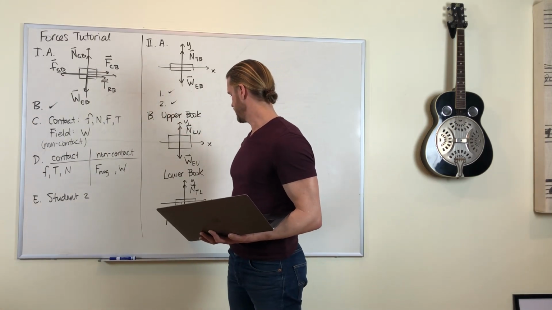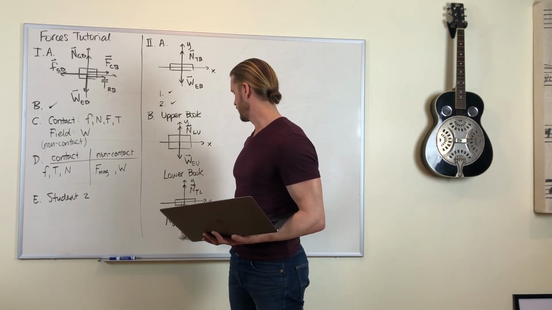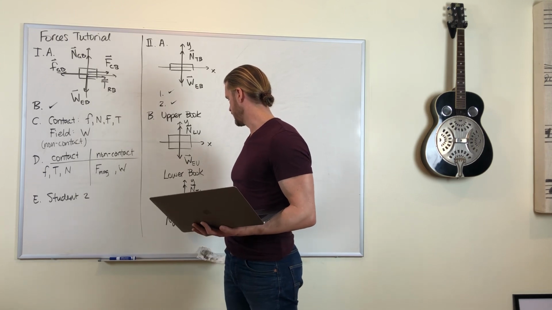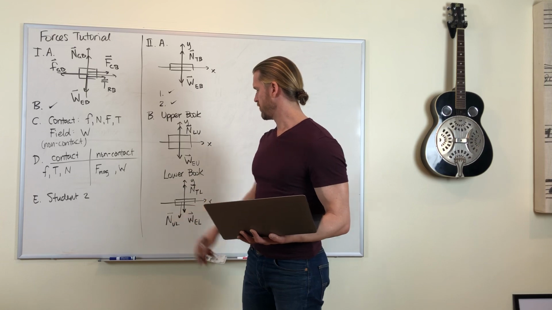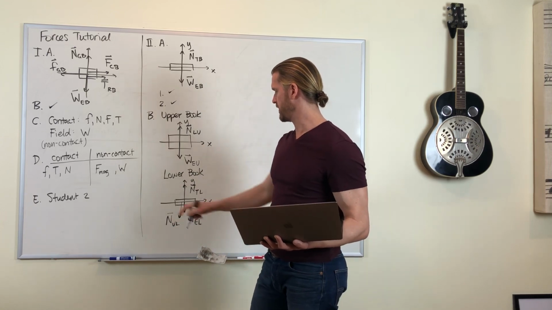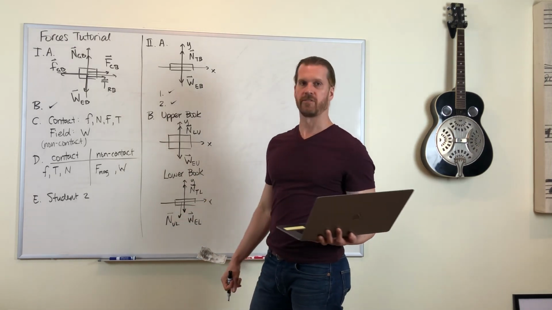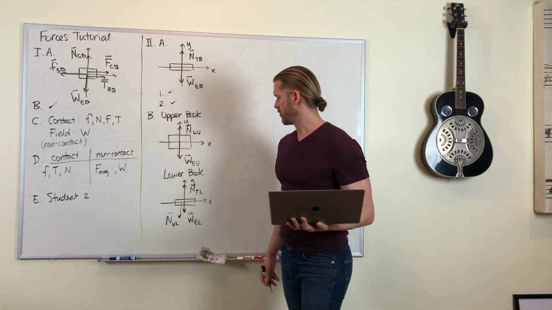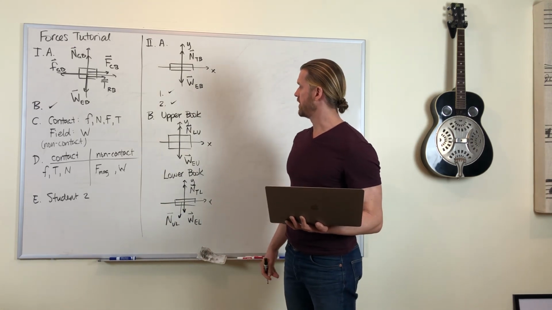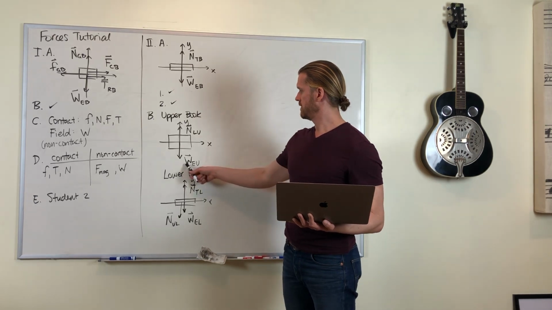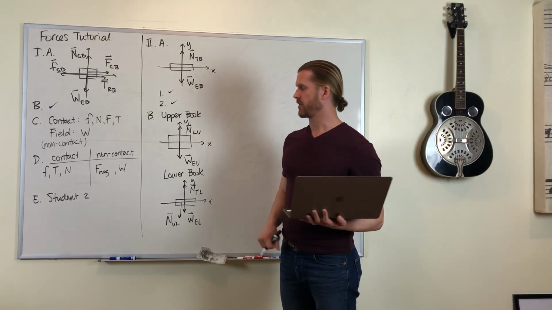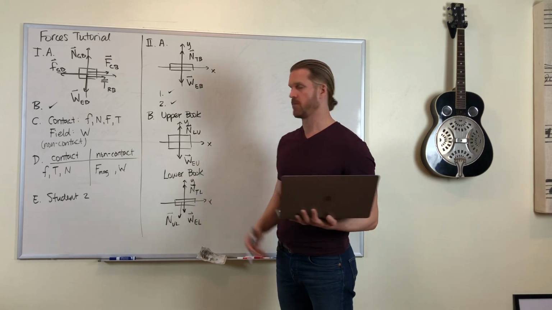Now I do want to be careful with how I draw these arrows. I want to make sure that this normal force from the upper book is bigger than the gravity force on the lower book, because that upper book has more normal force. It's got more weight.